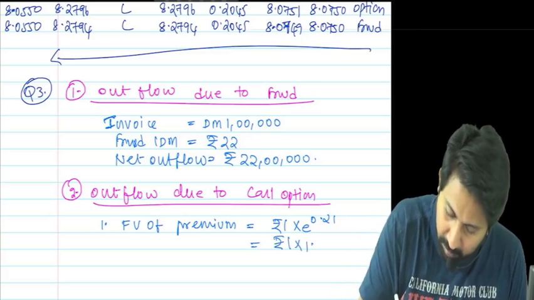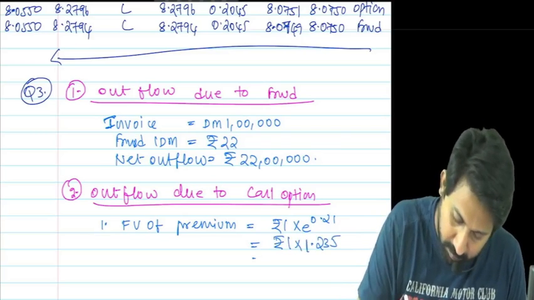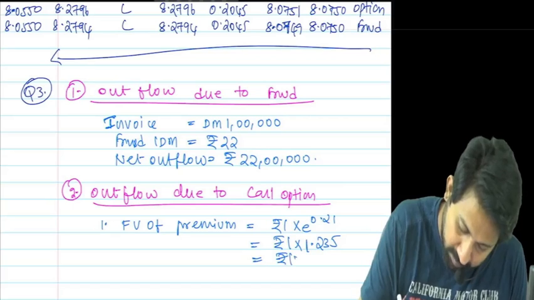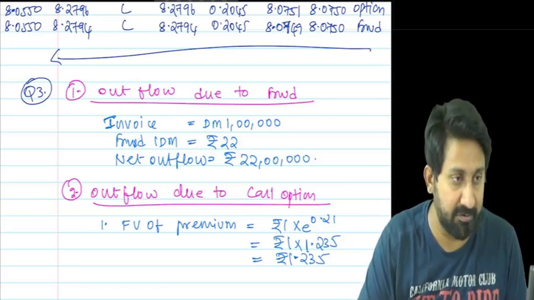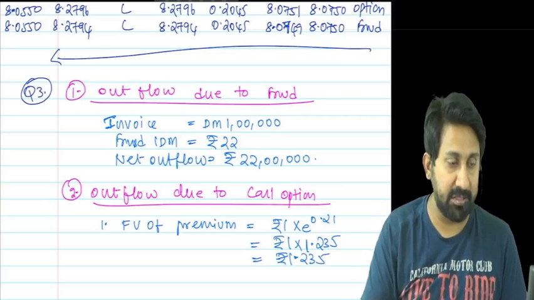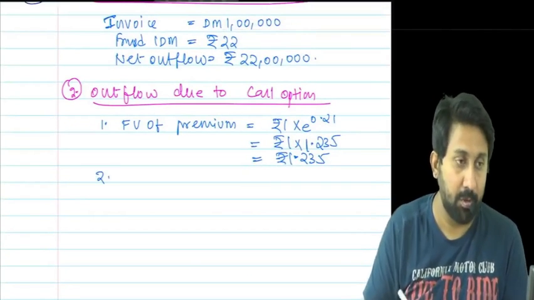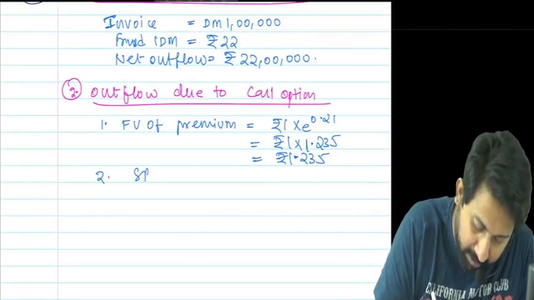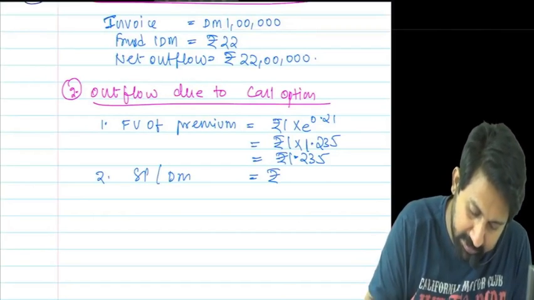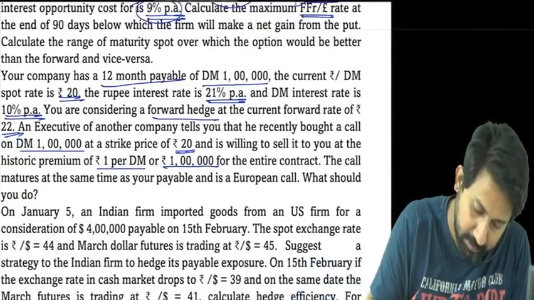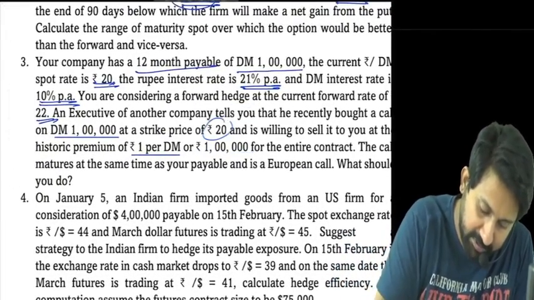Rupees 1 into 1.235, that is rupees 1.235. Okay, this is the amount that we need to spend on premium. Number 2. What is the strike price per DM? Rupees 20. He has given in the question 20.